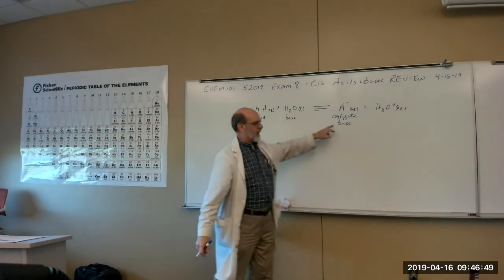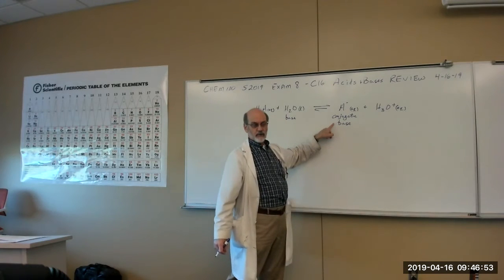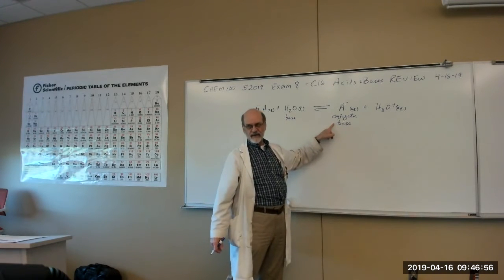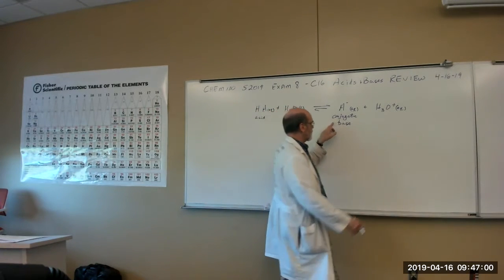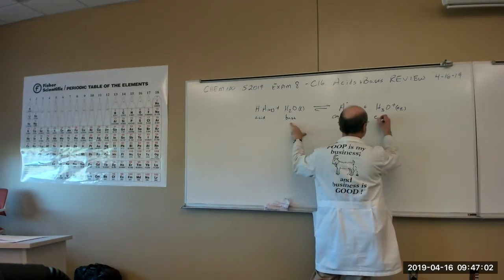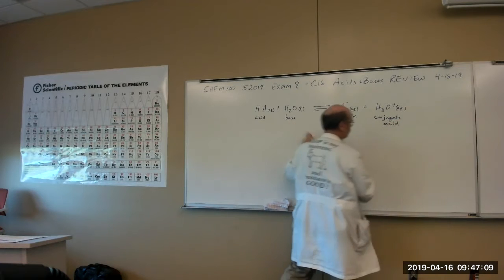Now, why don't we call it an acid? Because now it can only accept a proton. And only bases accept protons. Right? So this acid produces that conjugate base, and this base produces this conjugate acid. Okay?